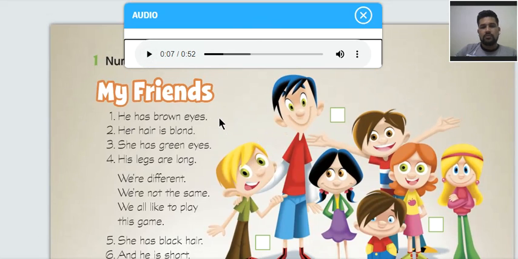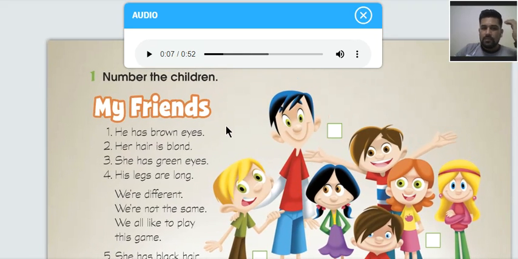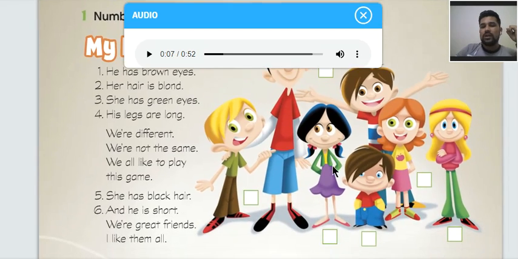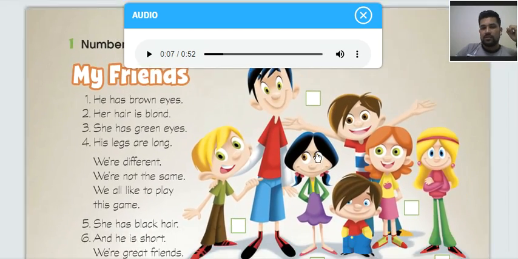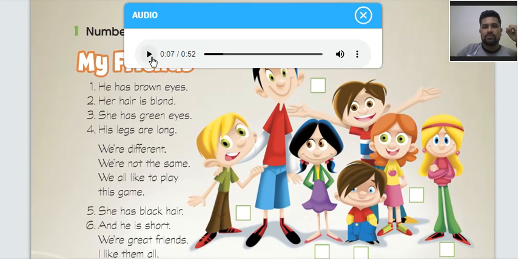Okay, before we continue, it says number the children. We're going to put the right number. For example, he has brown eyes. Who's the one who has brown eyes? Is this one? This one? This one? Okay, let's listen and check the answers.